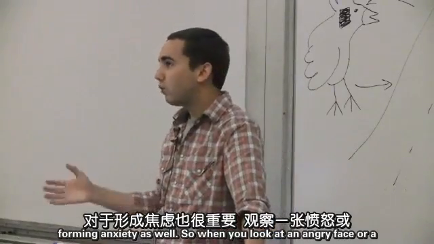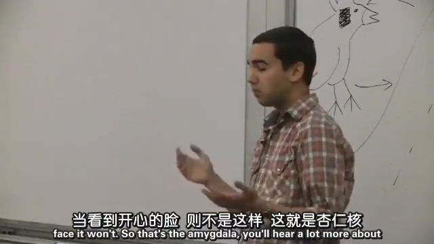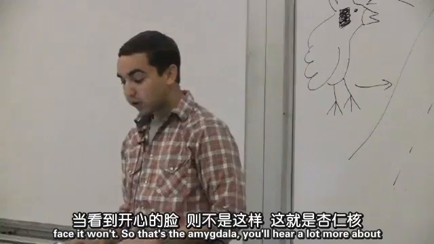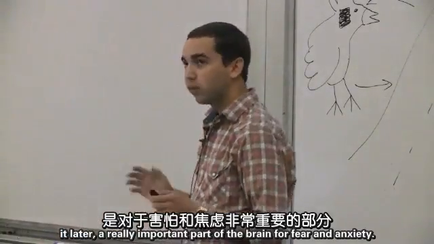So when you look at an angry face or a fearful face, the amygdala will light up, but when you look at a happy face, it won't. So that's the amygdala. You'll hear a lot more about it later. Really important part of the brain for fear and anxiety.